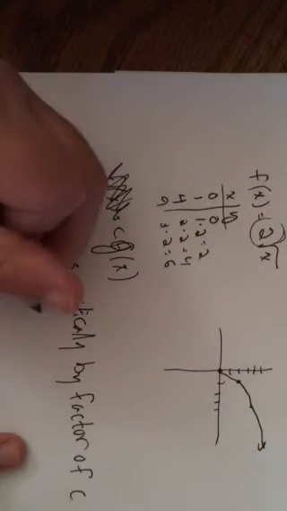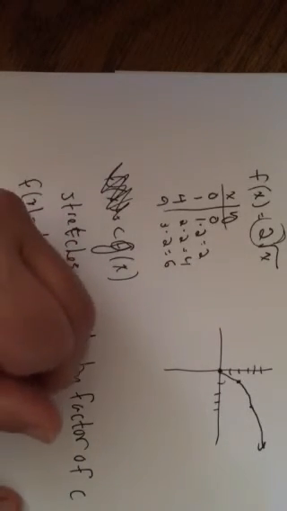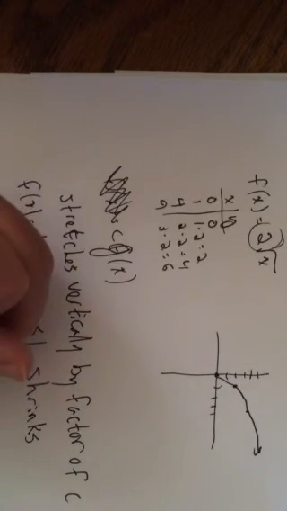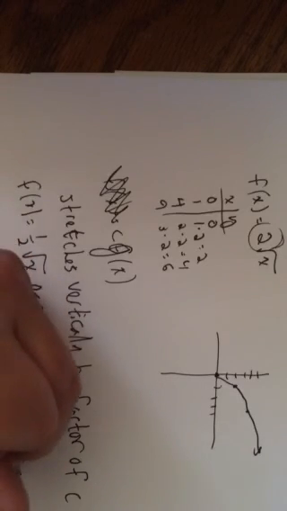So if my c is in between 0 and 1, basically if it's a fraction, it doesn't stretch it, it shrinks it. It's going to shrink it by whatever, in this case a half, it's going to shrink it by half, or shrink it by a factor of 2. Okay, hopefully that makes sense.